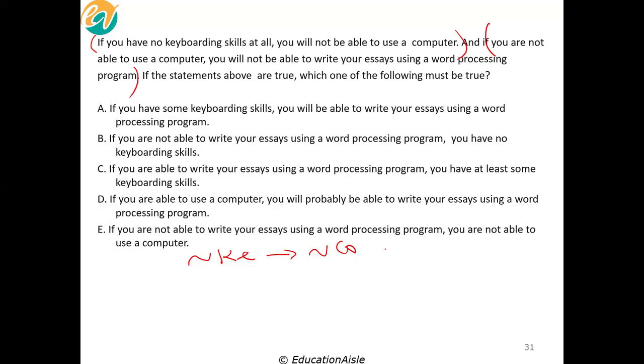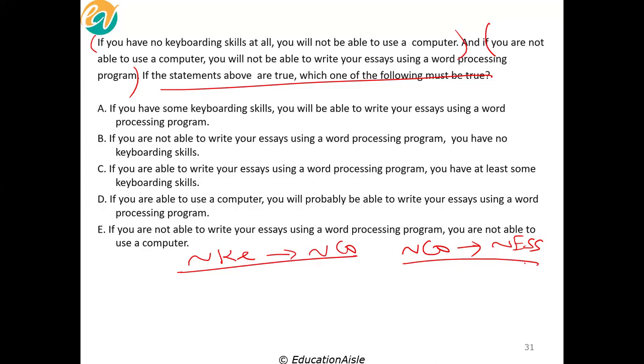How do I translate it to a logical relationship? If you are not able to use a computer, then you will not be able to write your essays using a word processing program. This is all in terms of the information provided, right? And then the question is just saying if the statements above are true, which of the following must be true? Now notice this, guys. No keyboarding, no computer, no essays. So do you agree we can combine that, right? So what is it saying? No keyboarding, no computer, and no computer, no essays.